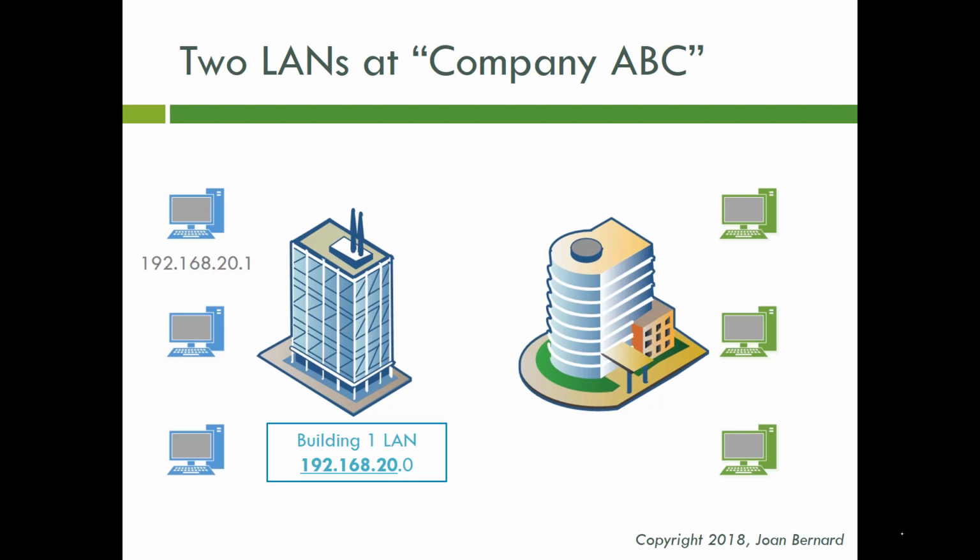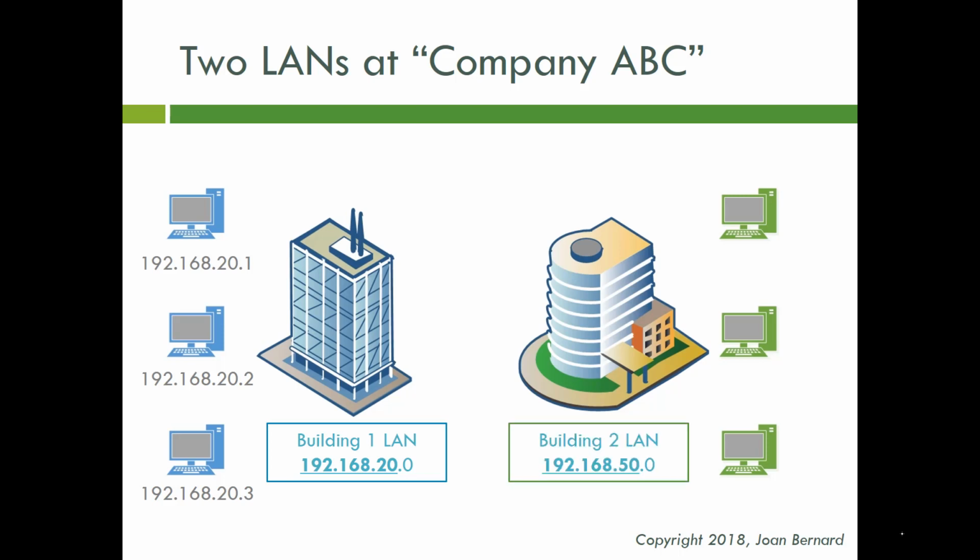For example, the PCs in the diagram have been assigned 192.168.20.1, 192.168.20.2, and 192.168.20.3. Let's shift our focus to Building 2. The LAN has been assigned the IP address range of 192.168.50.0. Building 2's PCs have been assigned 192.168.50.1, 192.168.50.2, and 192.168.50.3. So how do these networks communicate with one another?